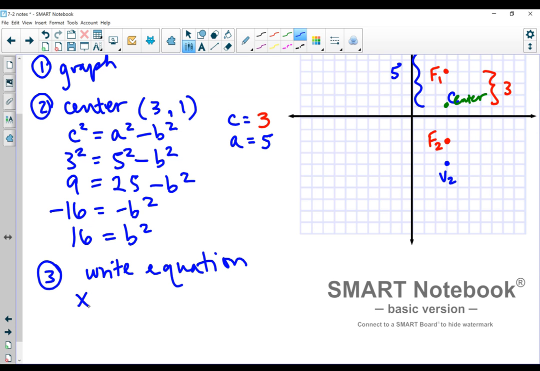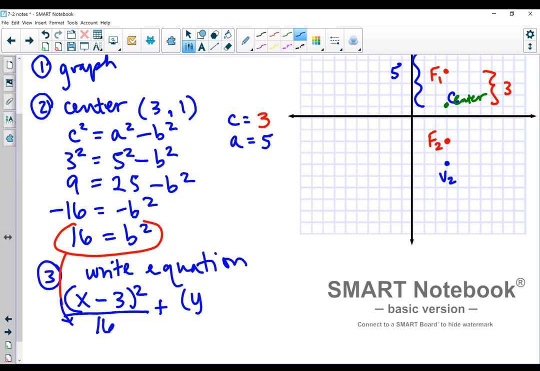So I have x minus, my x value at the center is 3, and I'm going to square that. And that's going to be over, let's see, in my x direction, that was what I was solving for, right? That goes with this B here. So it'll be over 16, plus y minus, my y value for the center is 1, so y minus 1 squared. And in the y direction, it was up 5 units or down 5 units, and 5 squared is 25. And so we're done again.